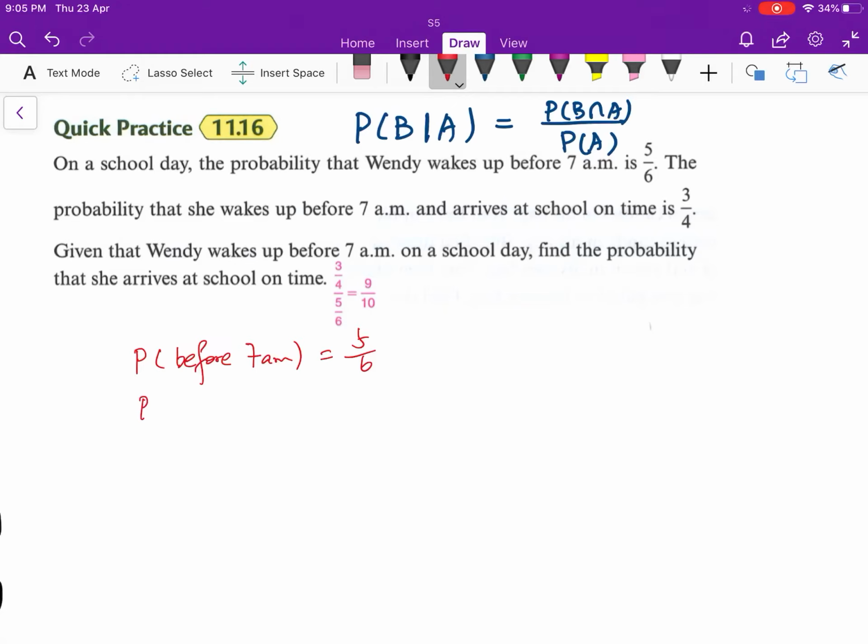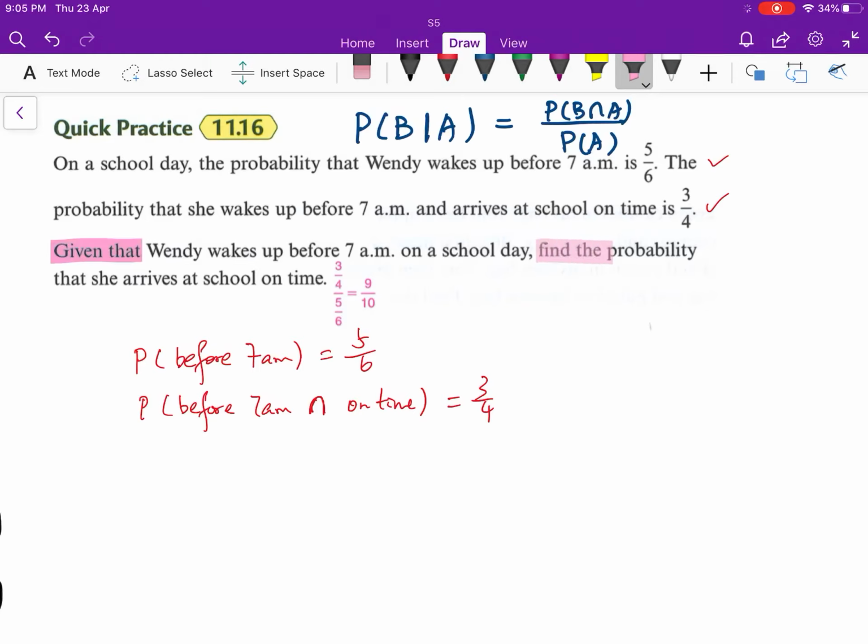Then the second sentence: the probability that she wakes up before 7 and arrives at school on time. Remember, in probability we use a symbol to represent the "and". The probability is 3 out of 4. So remember, both sentences are translated into math expressions.